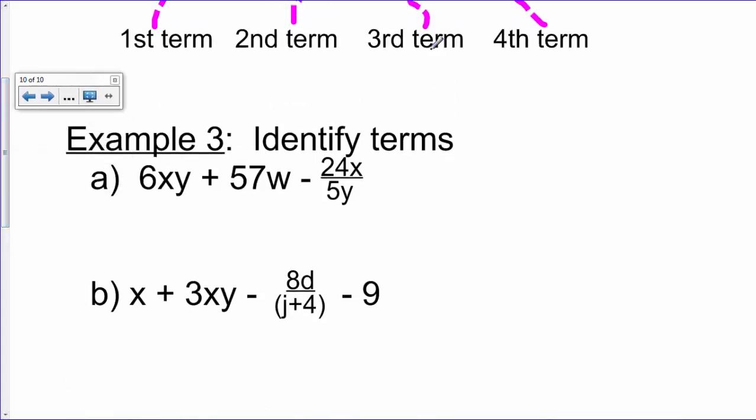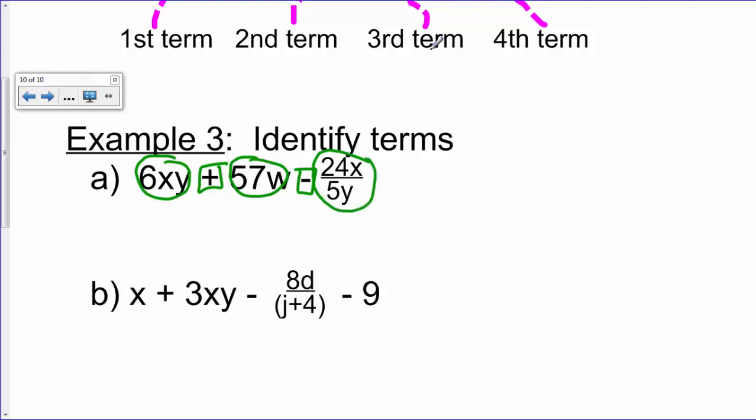So example 3 says identify the terms. Terms are separated by addition and subtraction signs. So I have an addition sign here, and I have a subtraction sign here, which means my terms are 6xy, 57w, and 24x over 5y.